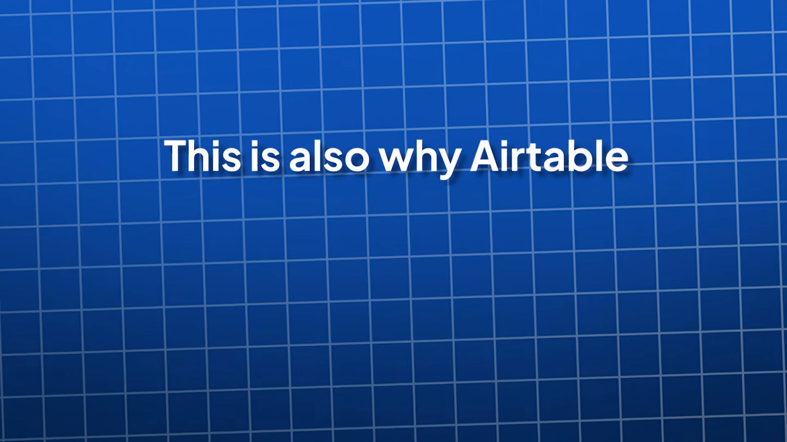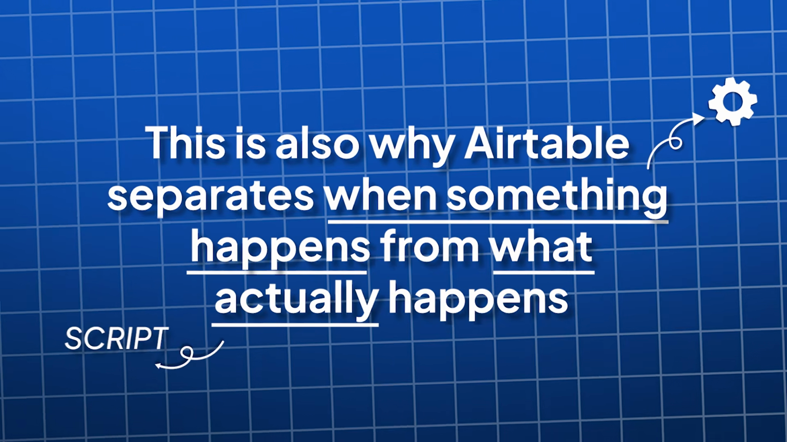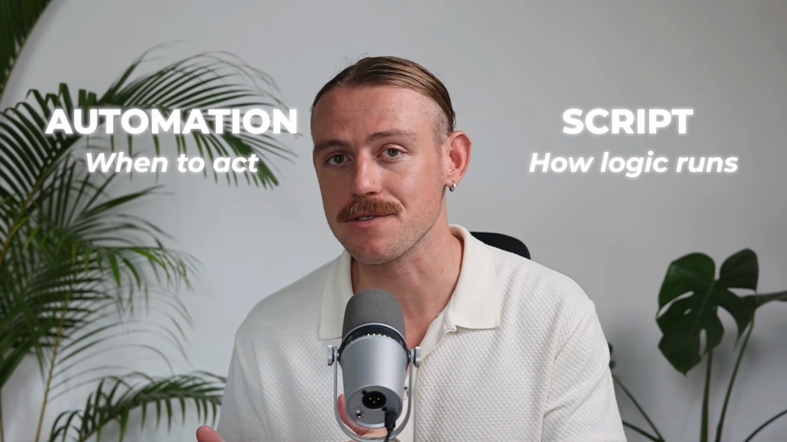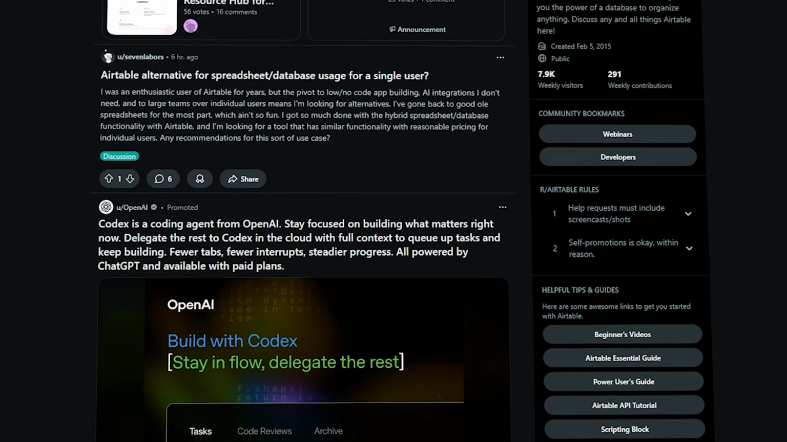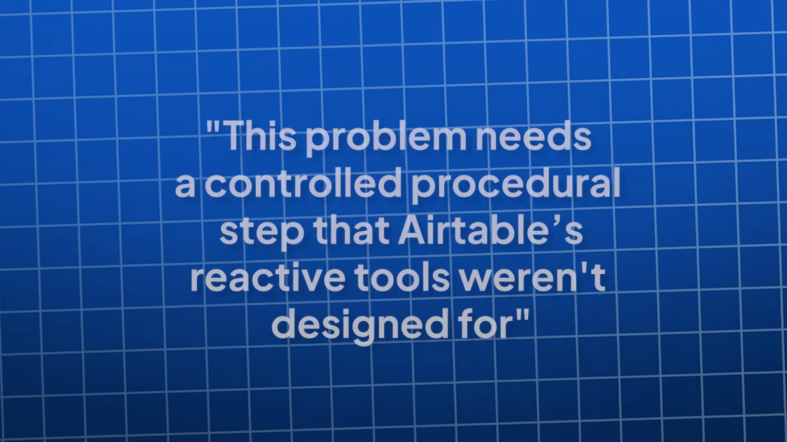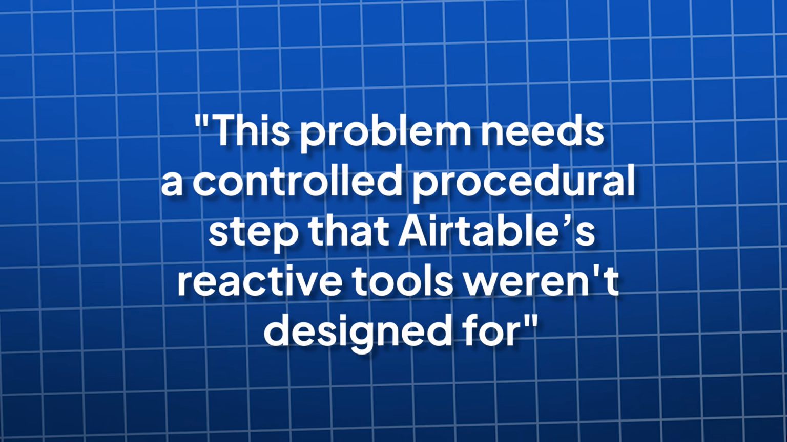This is also why Airtable separates when something happens from what actually happens. Automations decide when to act. Scripts handle how that logic runs. So when people say use a script, what they usually mean is this problem needs a controlled, procedural step that Airtable's reactive tools weren't designed for.